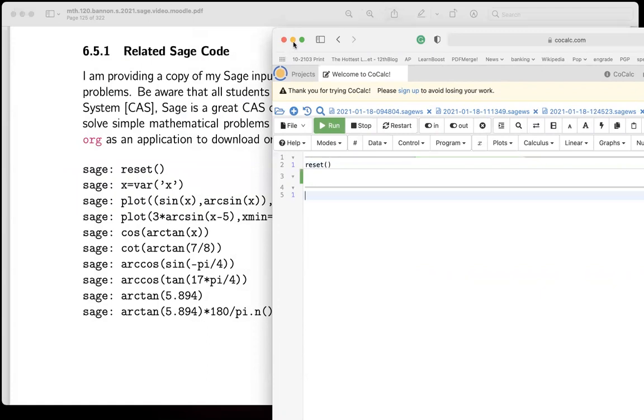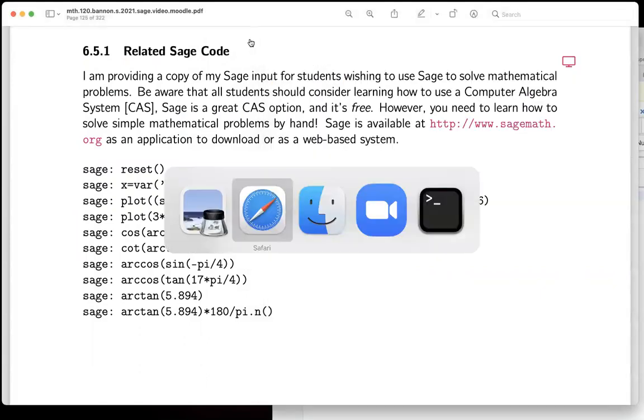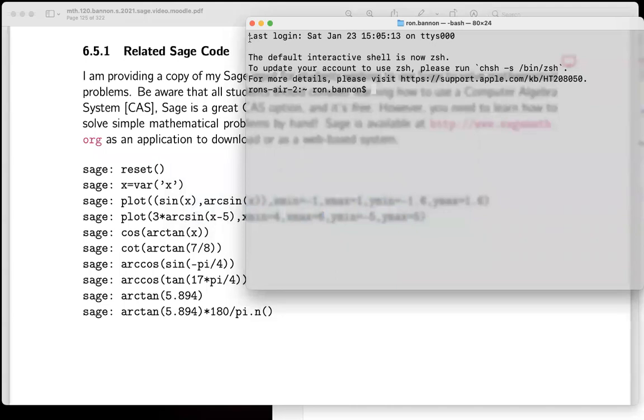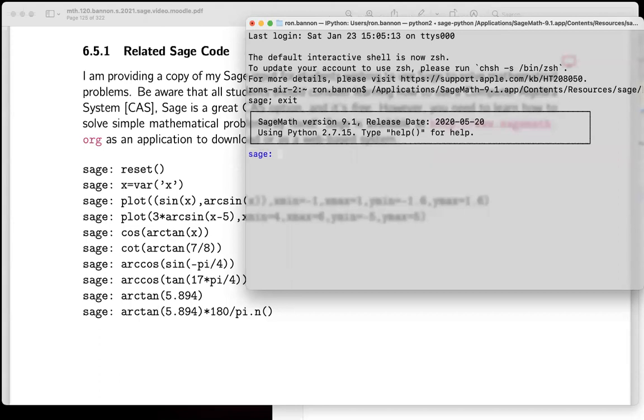Now, what I want to do is go to my terminal, and I like running this on my terminal. So I'm going to launch the Sage application. Sage is software that runs on a large number of computers, and it's really important if you want to move forward to learn how to use a computer. If you're going into anything related to mathematics, like the STEM areas such as engineering, computer science, or mathematics, you're going to have to learn how to use a computer algebra system.